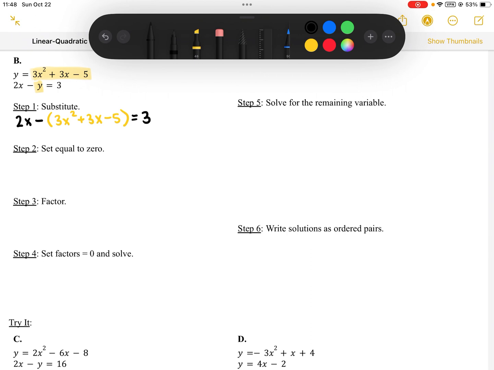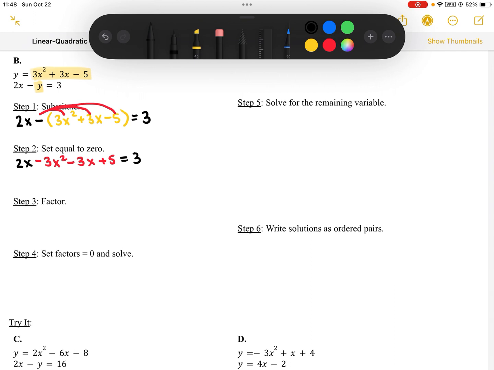Now I'm going to distribute that negative on the outside first, so I can get to the process of setting it equal to 0. So I'm going to have 2x. I'm going to distribute that negative to 3x squared, so negative 3x squared. Distribute it to the 3x, so minus 3x. Negative times negative 5 will give me a positive 5. And then this equals 3.